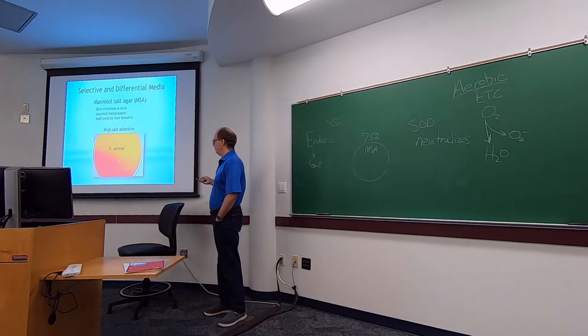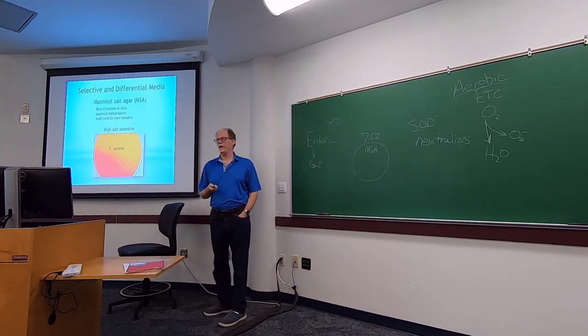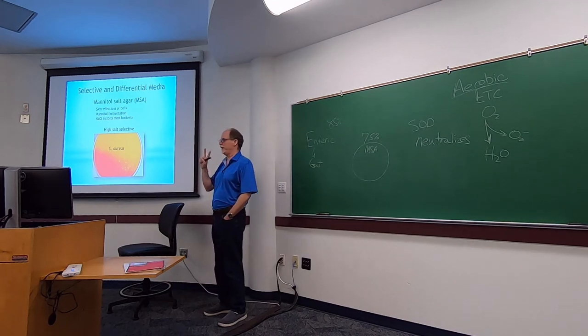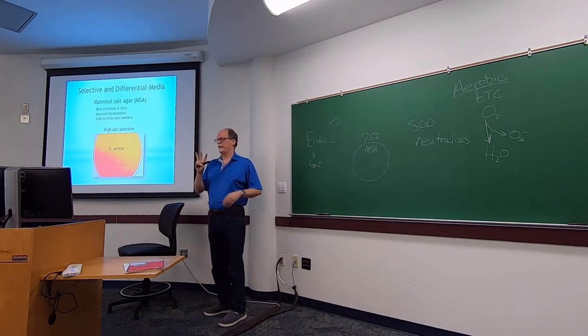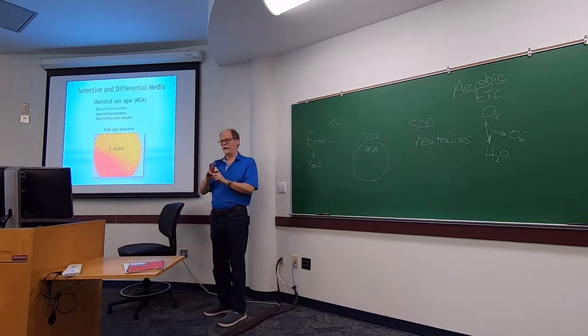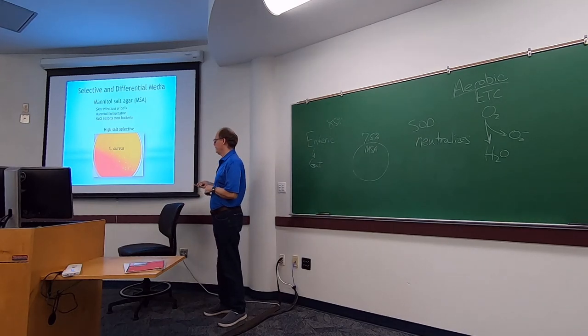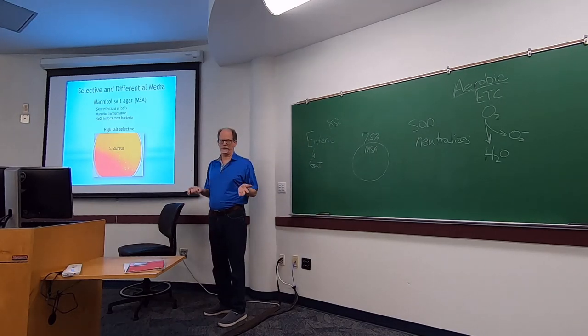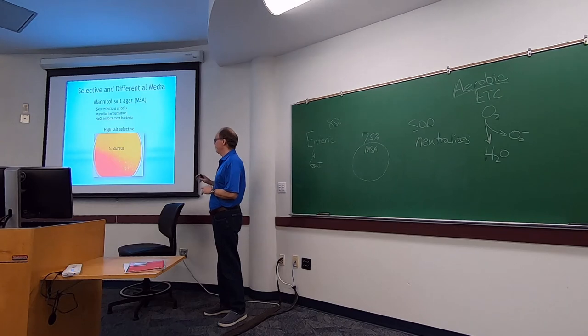What makes the MSA agar or plate selective is the high salt, the sodium chloride. So you have three outcomes, right? No growth. If it doesn't grow, then you know it's not Staph aureus or Staph epidermidis. So that's even a little bit differential. But anyway, it's an inhibitor.